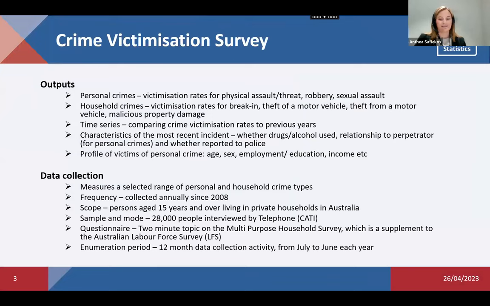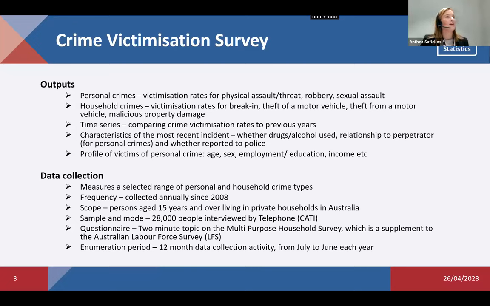Okay. So the first survey is the crime victimization survey. This measures really high level personal and household crime types. So the ones that are probably most of interest to hear today is the physical assault, sexual assault crimes that we collect in this survey, but we also have other victimization rates for household crimes like break-in, theft of a motor vehicle as well. We collect this information primarily for our police so that they can have a better understanding of all the crimes that are being experienced in Australia.